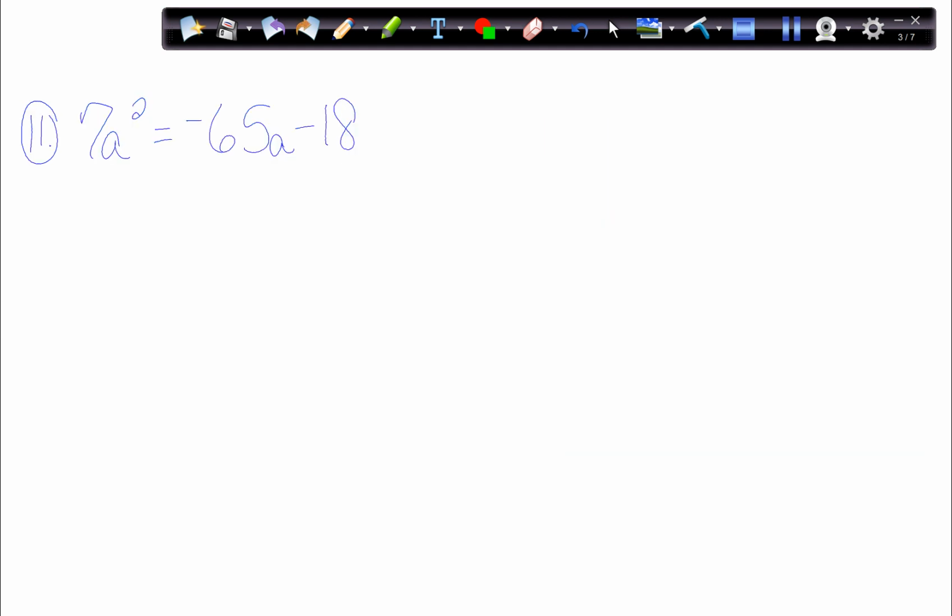All right, the last example we're going to do together is number 11. So again, it's a quadratic because it has an a squared, but I have to make sure that my equation equals 0. So I'm going to add 65 and add 18. You're going to be so glad I'm doing this one for you.